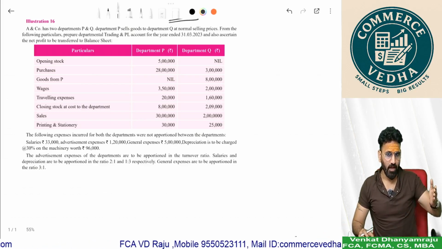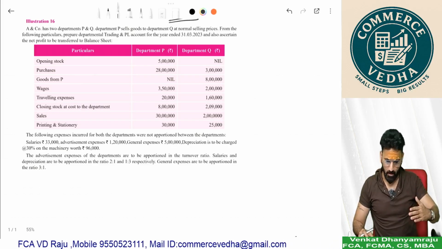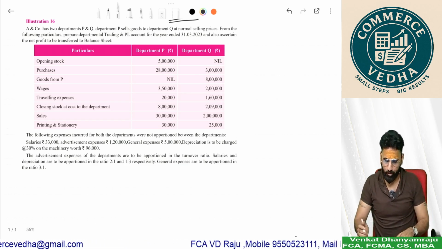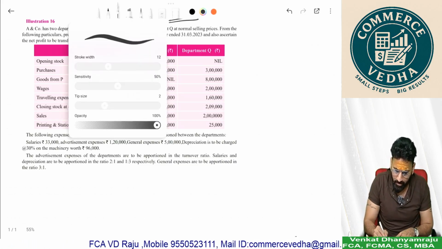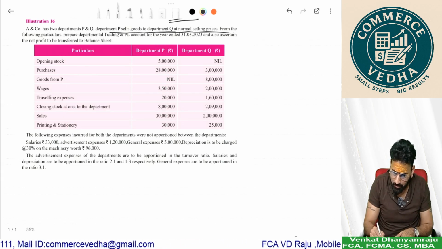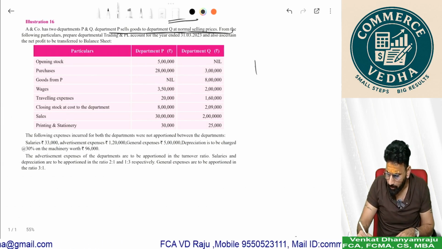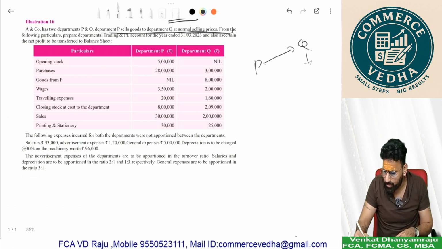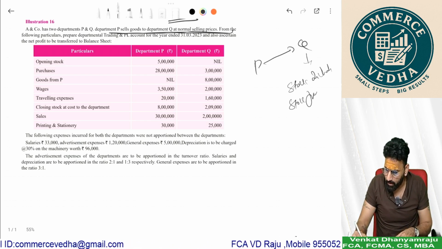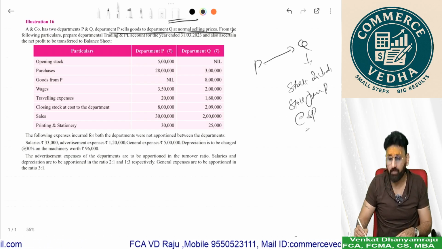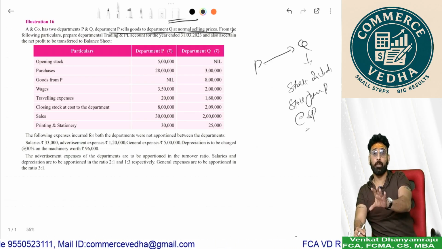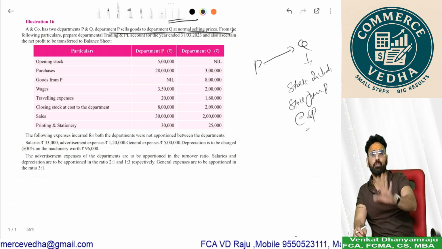As we finished 14, 15 done. We did two big questions. Now the third question. This is about a question which also has internal transfers. If you see here, P sells goods to Q at normal selling price. Very, very important. So here P to Q. Hence Q stock includes stock from P at selling price. Hence we should identify what is the stock reserve in the closing stock of Q with the profit of P included in closing stock of Q. That is very, very important.